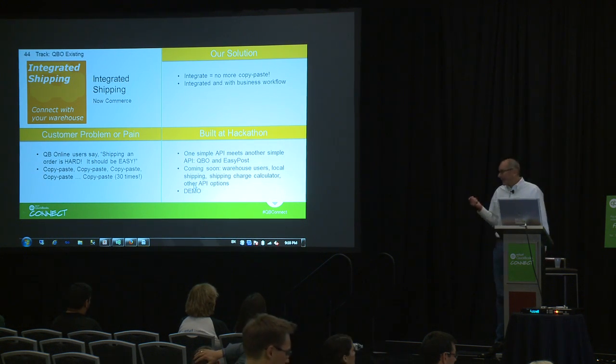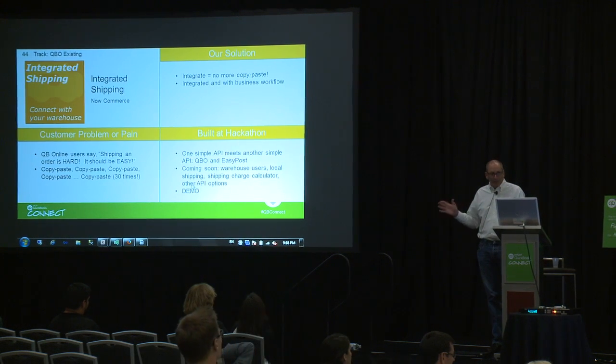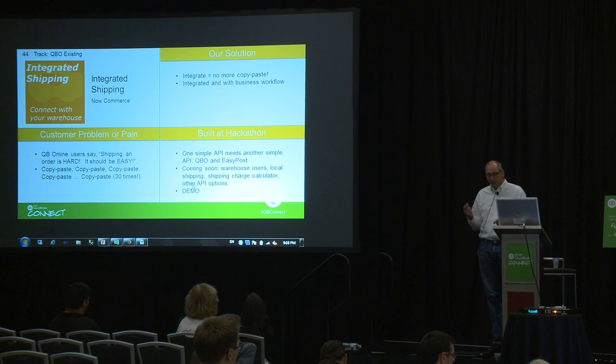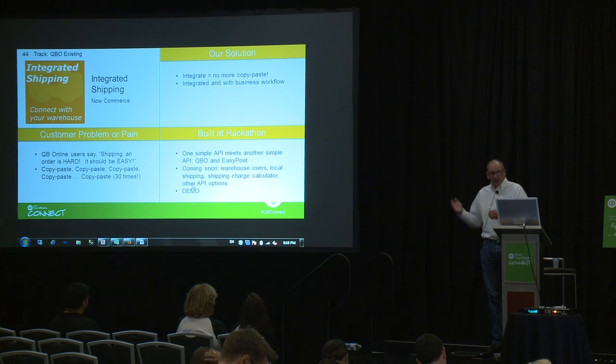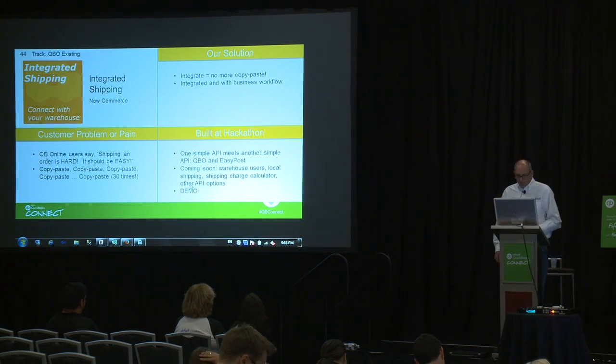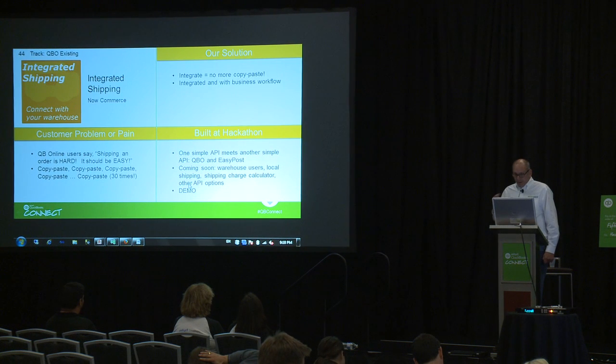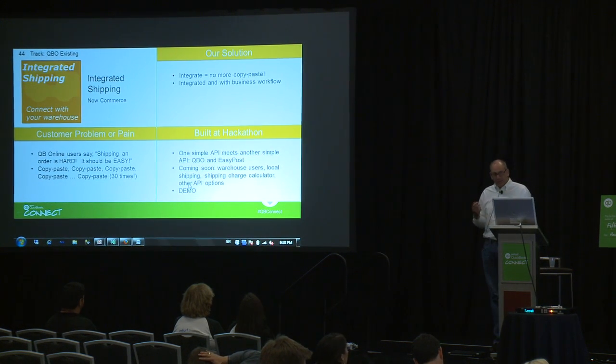So what we did was we integrated. And what is integrate all about? It's about no more copy paste. And we didn't just integrate, we thought about it from a business perspective and what the business flow was, how people work, what they need to do, so that everything works smoothly and seamlessly and eliminates the copy paste. So what we did in the hackathon was we brought together two simple APIs.